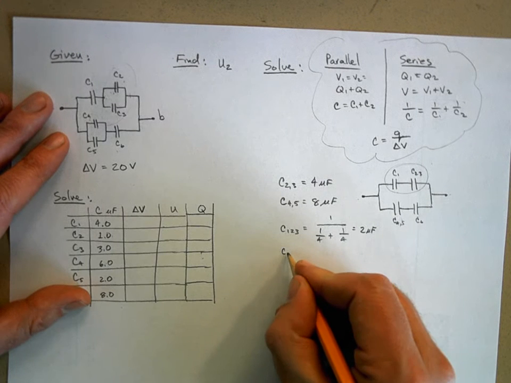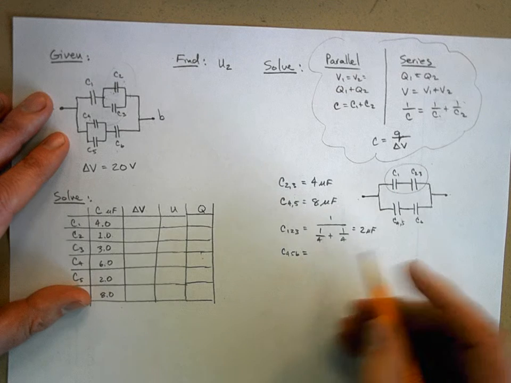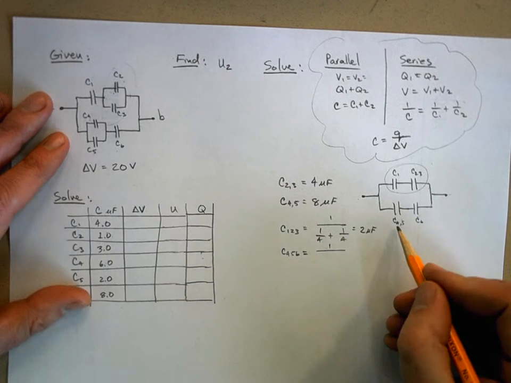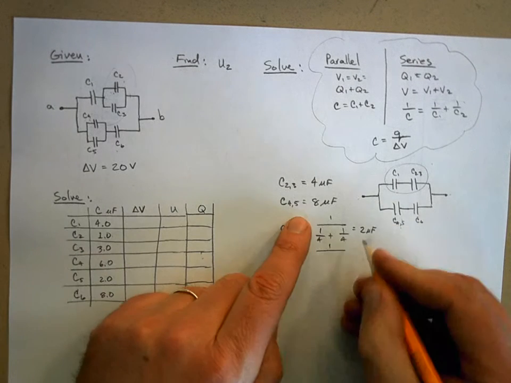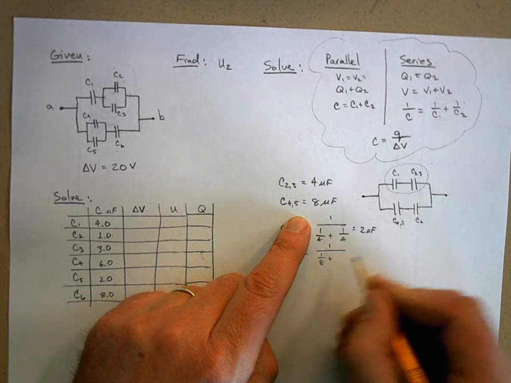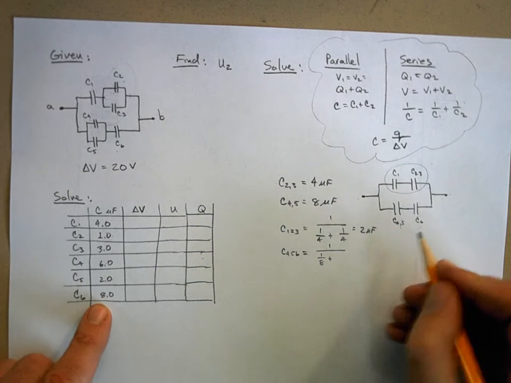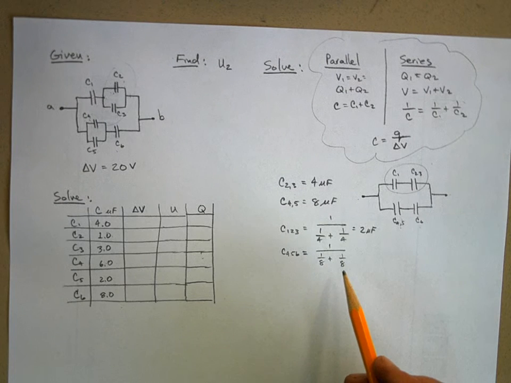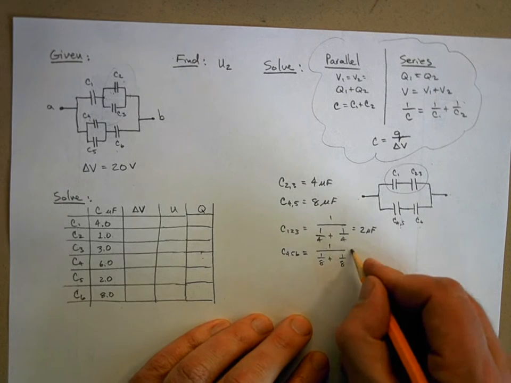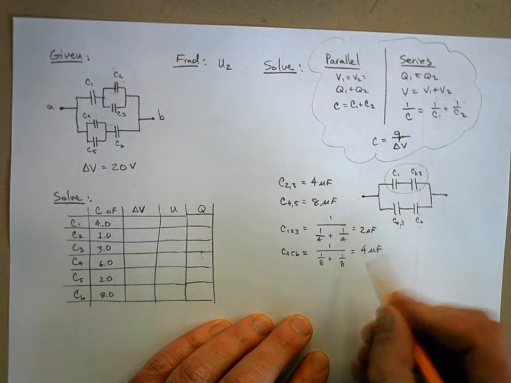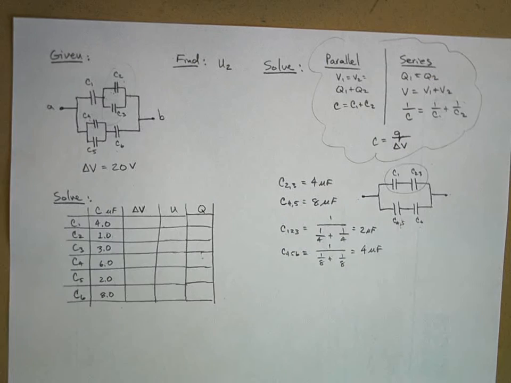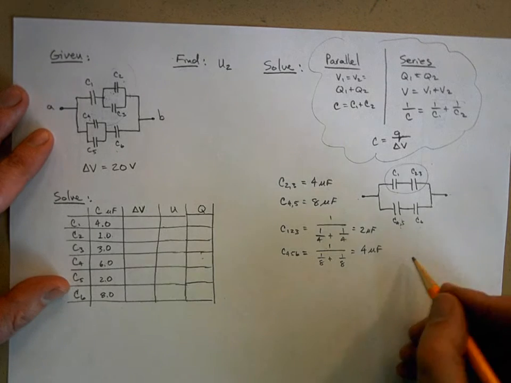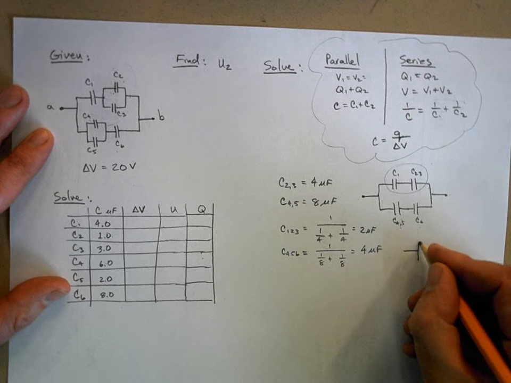And what is C4,5,6? Well, it's 1 over, we said 4,5 is 1 over 8 plus 6 is 1 over 8. Oh, that's kind of convenient. That's 2/8. That's 1/4. Flip it over, it's 4 microfarads. Now, you might get a circuit where you can't do this in your head. That's fine. Just get your calculator out and use that reciprocal button. So now I've broken the circuit down into 2 capacitors.